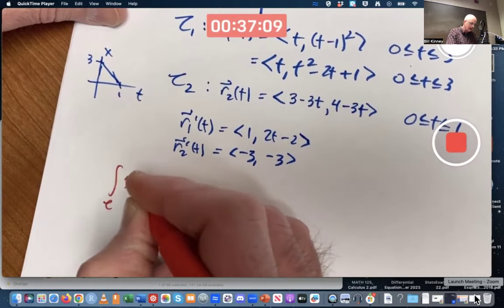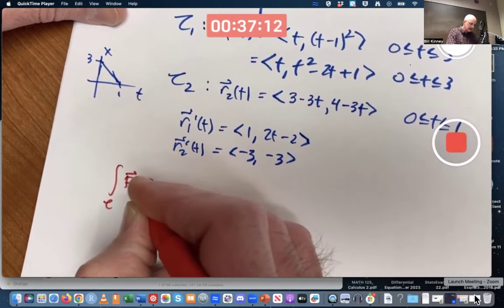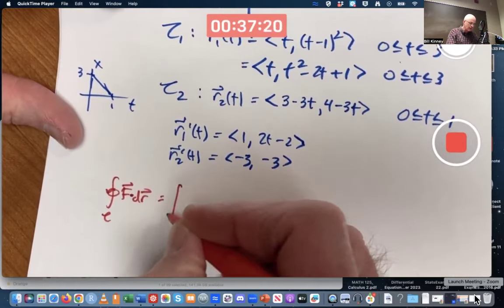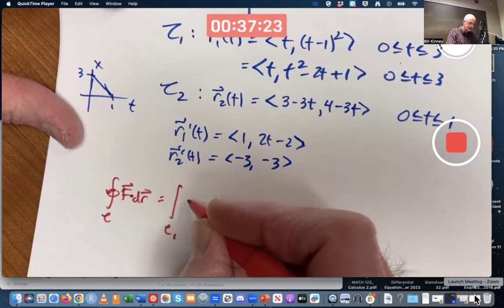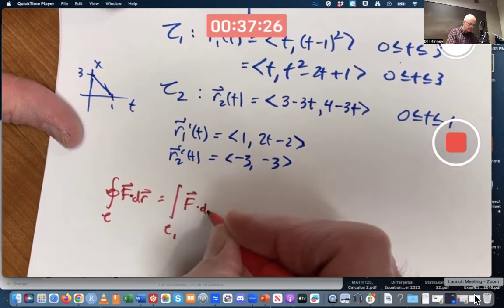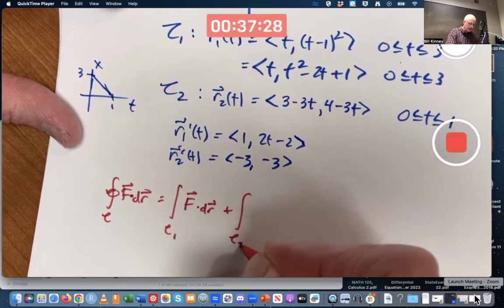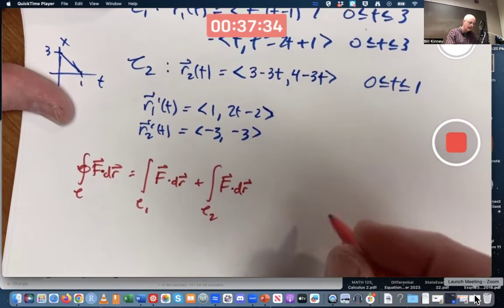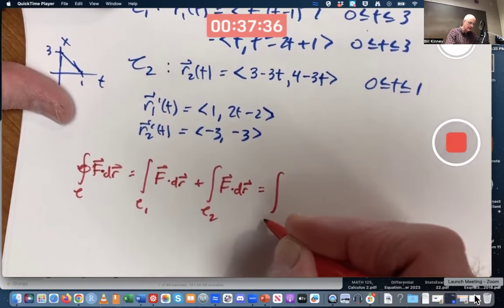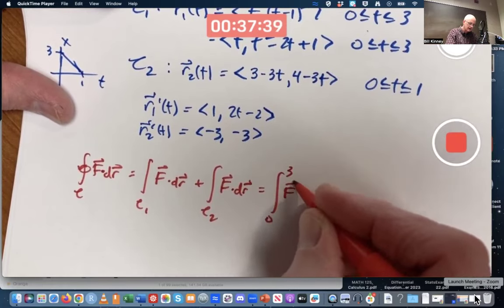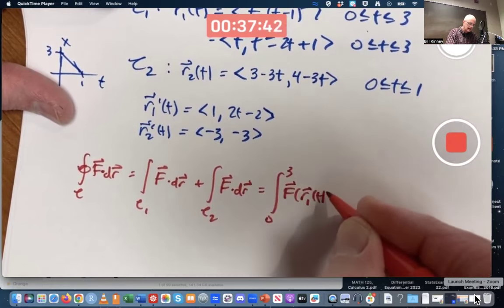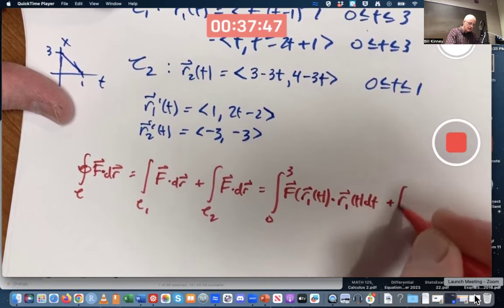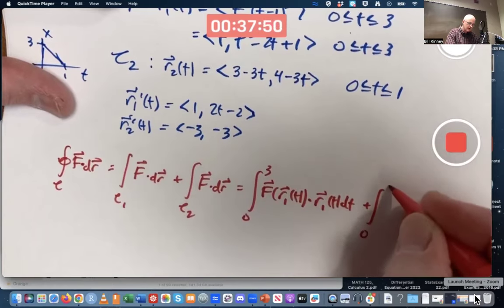The line integral of f over c, which is a closed curve, since c is c1 plus c2, is the sum of the integrals over c1 and c2, which are not closed curves. So you don't need to put the circle on these integrals. Then you use the parameterization. For R1, t goes from 0 to 3. You compute these dot products. For R2, t goes from 0 to 1.